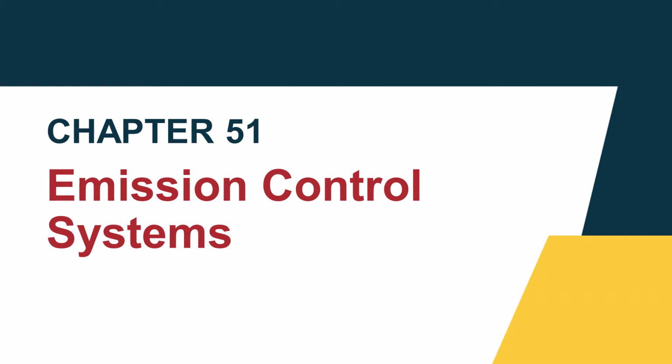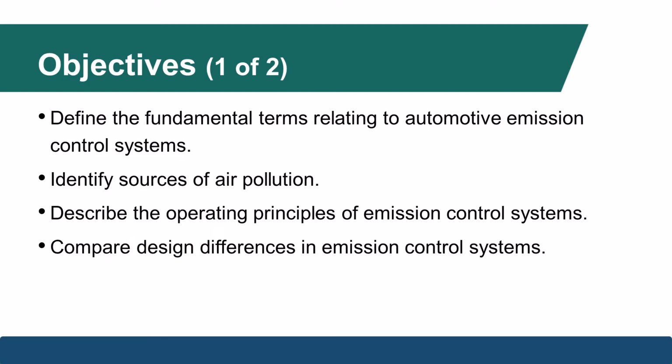In many cases, the chemicals that come out have a direct effect on our lives and our quality of life and health. So we're going to define some of those fundamental terms that are related to automotive emission control systems. You'll know in California, we've got pretty strict emission categories. We're going to identify the sources of that air pollution that California was so well known for. Then we're going to look at some of the operating principles of emission control systems. What are they actually trying to do? And then we're going to compare a bunch of different designs, like how did different manufacturers go about trying to control this?